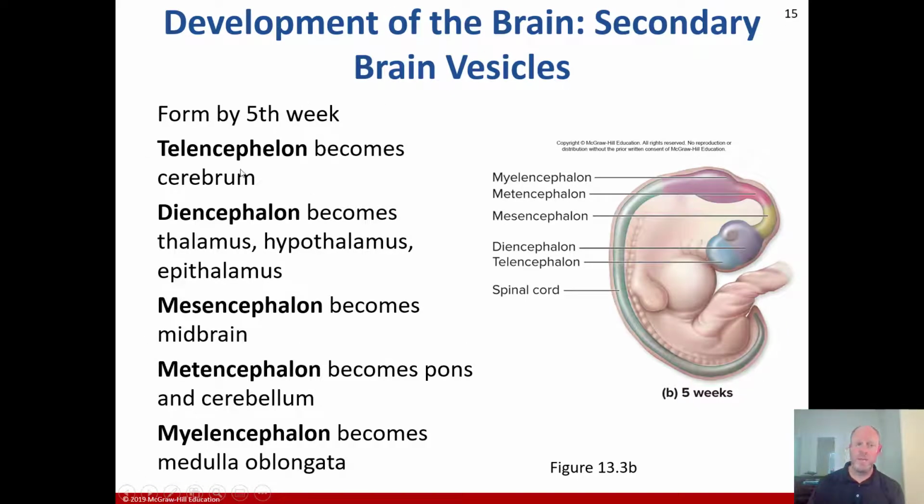So by the fifth week, the telencephalon becomes the cerebrum. Okay, it's going to become your cerebrum. And the diencephalon becomes the thalamus, hypothalamus, and epithalamus, right here. The mesencephalon becomes the midbrain. The metencephalon becomes the pons and the cerebellum. And then the myelencephalon becomes the medulla oblongata.